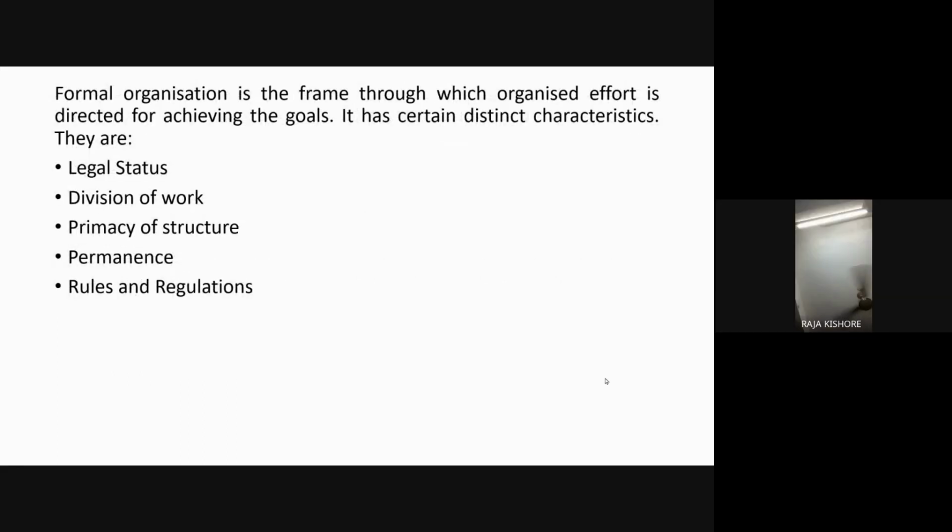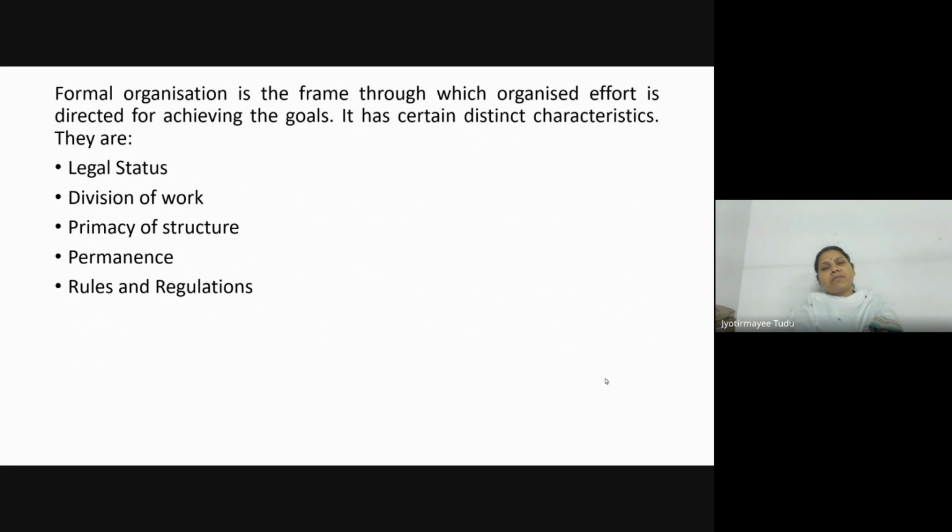And so far as the distinct characteristics of formal organizations are concerned, as I told you also, a formal organization definitely has a legal status. It must be created out of the law.